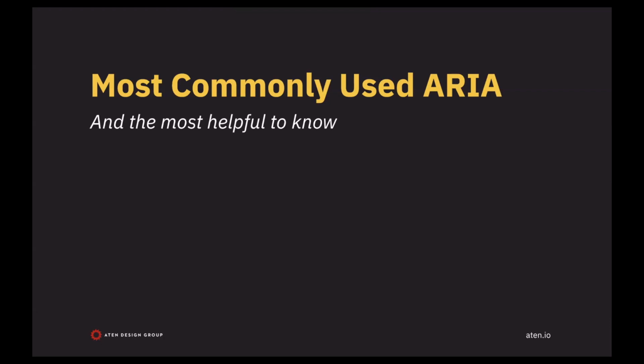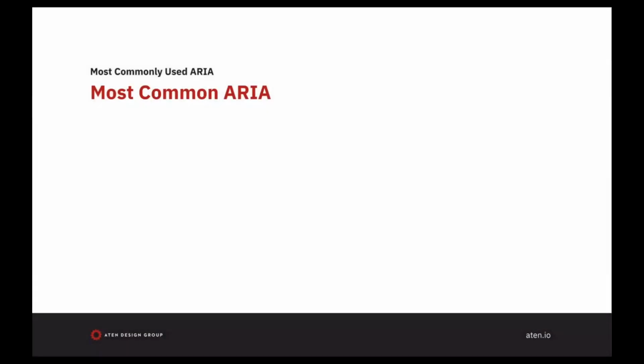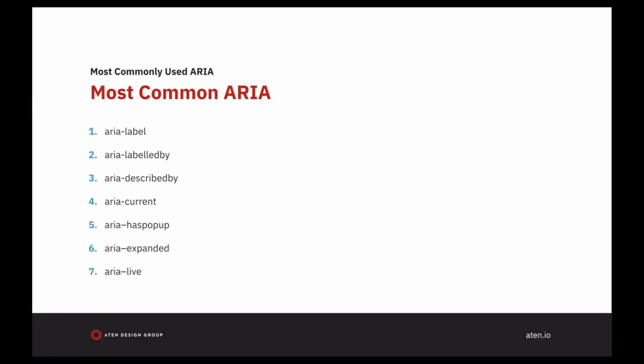But for reference, these are definitely ones that are easier to understand, and they do give amazing context to a user. So let's start out and let's talk about some of these. So we have ARIA label, labeled by, described by, ARIA current, has pop-up, expanded, and live. Now remember, this isn't everything, but these are the ones we tend to use the most at Atten to ensure that things are working correctly.